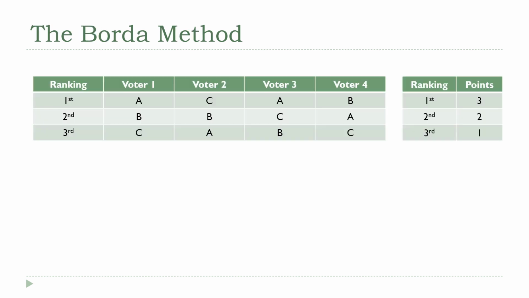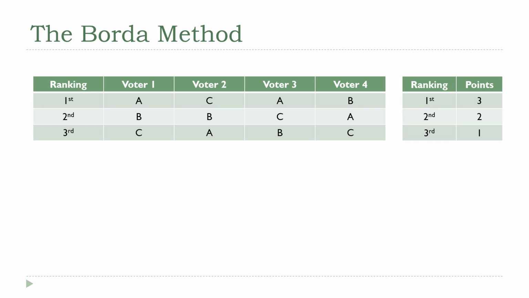So I've got an example voting outcome here. We have 4 voters voting for 3 candidates, and each voter has taken those 3 candidates and ranked them: their first preference, their second preference, and their third or last preference. And over on the right-hand side, I've got the points that we're going to assign to each position. Every first place vote is going to get 3 points, every second place vote will get 2 points, and every third place vote is just going to get 1.